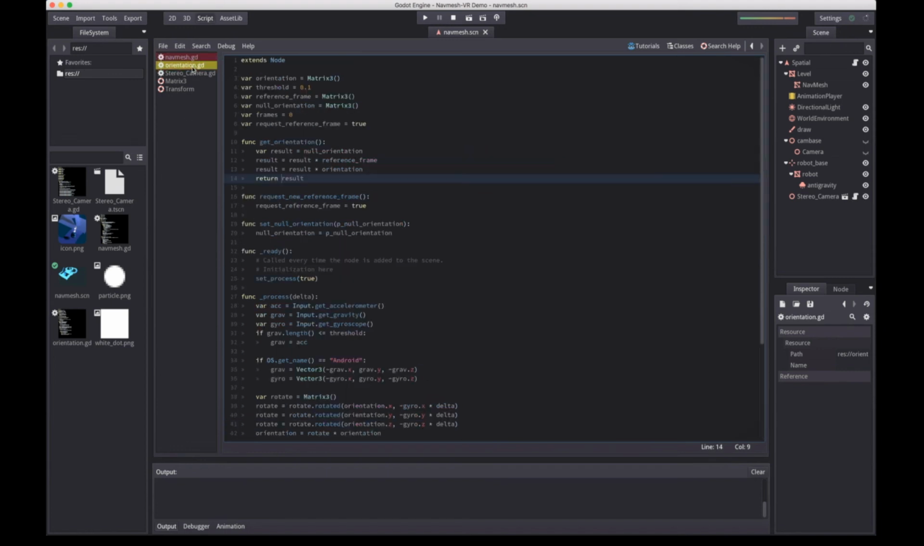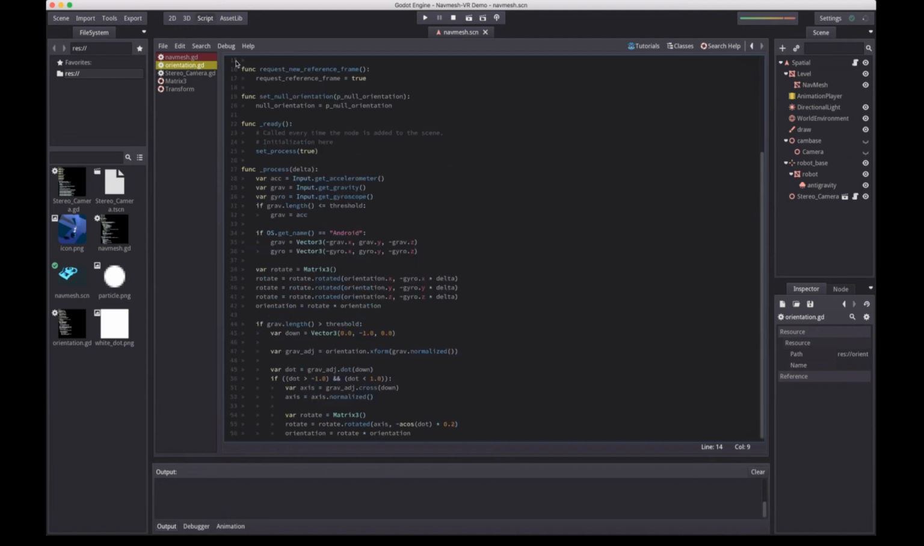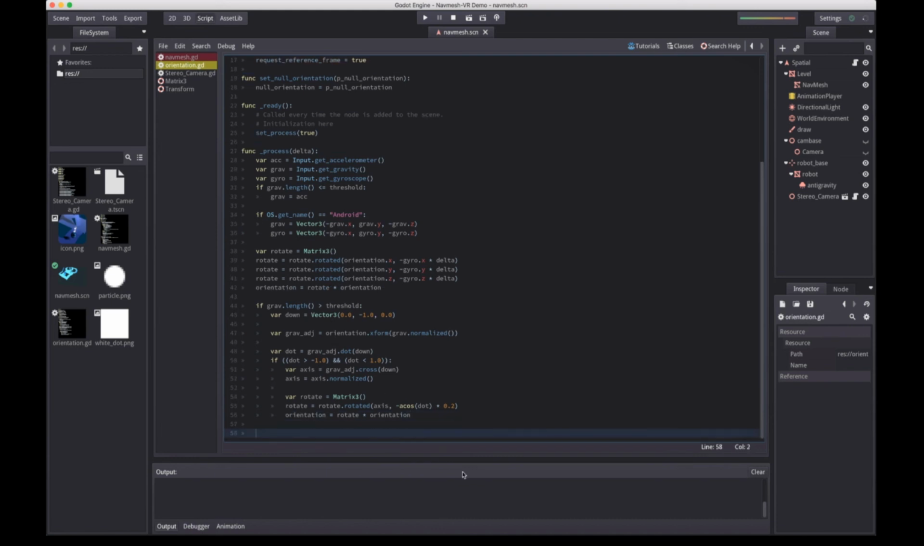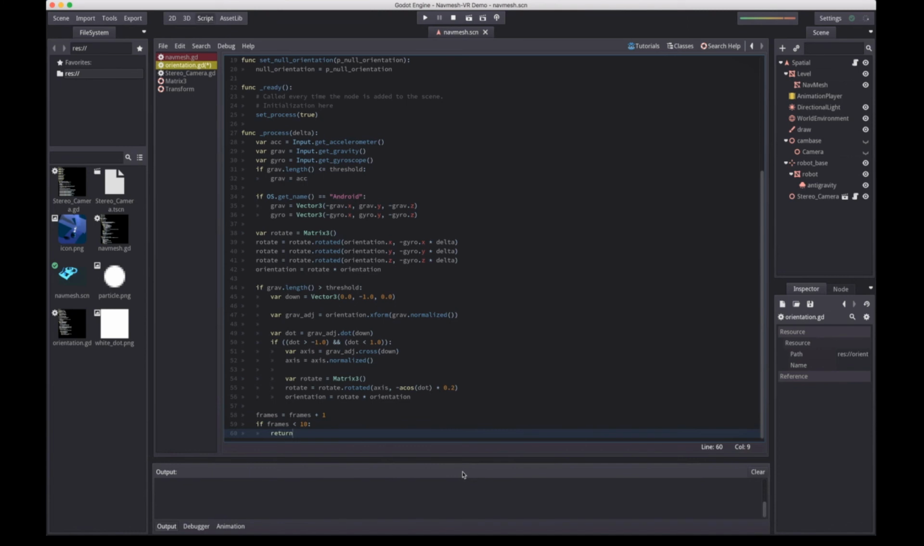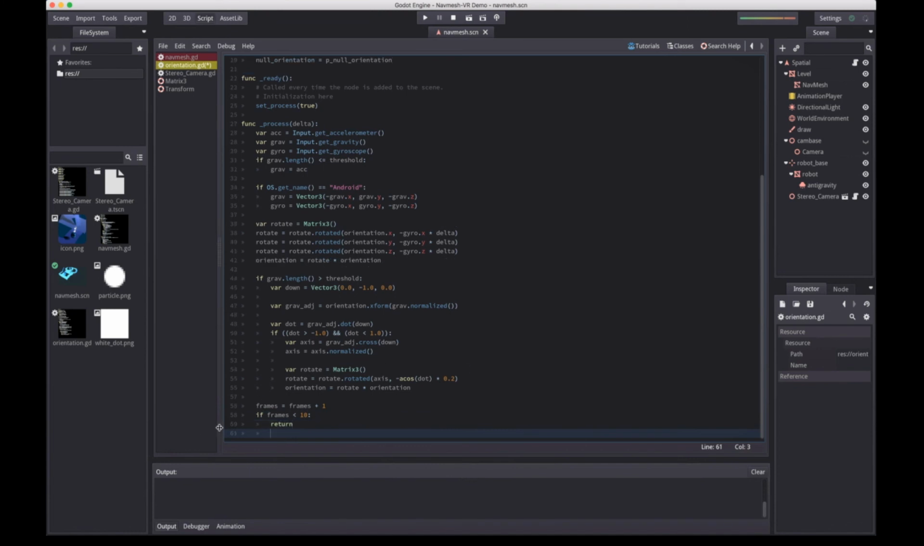Now the last thing that we need to add in is calculating our reference frame. And for that, we're going back to our orientation.gd script. We're going all the way at the end of our process. And in here, we're going to add two things. The first is updating that frames counter, because as long as I have less than 10 frames since I started my application, I don't want to actually execute this bit of code.